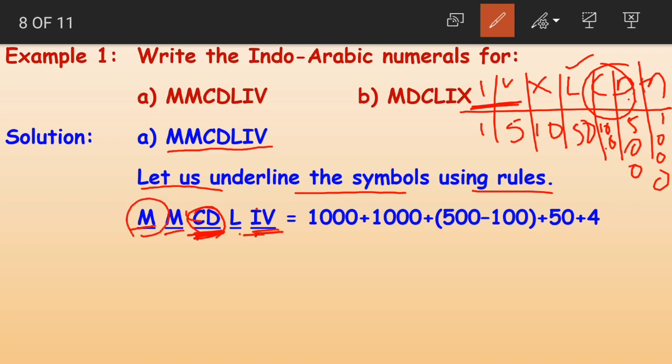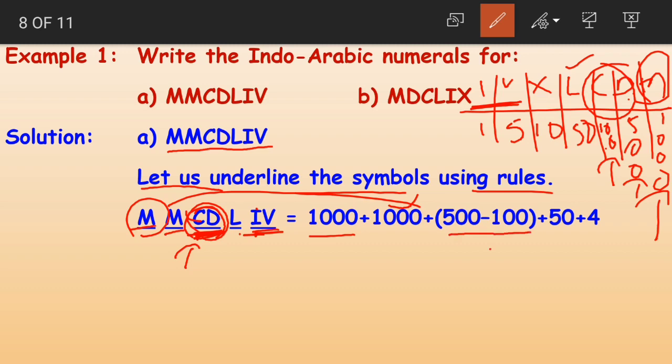Now M is equal to what? M is equal to 1000. Then again we have M, so plus 1000. Then plus CD. C is equal to 100. D is equal to 500. As I said, a smaller symbol is to the left of the larger symbol, so subtract both their values. 500 minus 100. Plus then we have L, which is 50 here. Then lastly we have IV. We all know, right children?